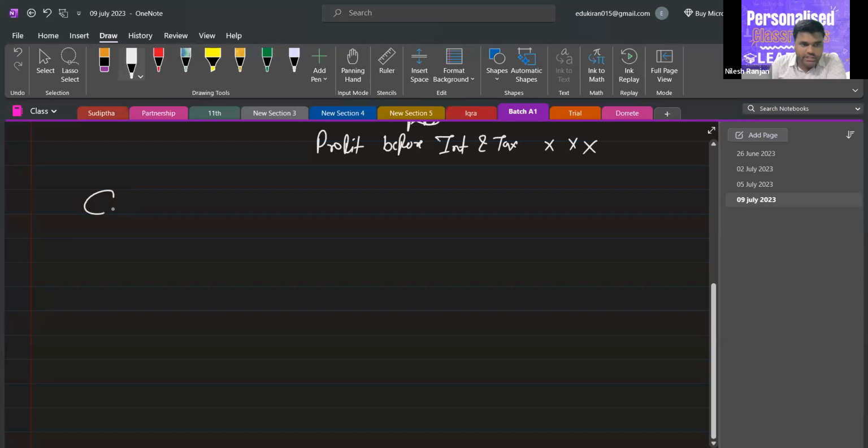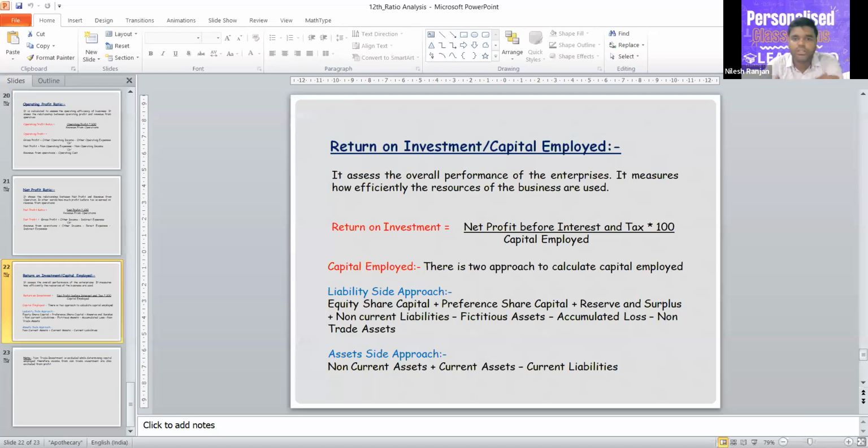How will we calculate our capital employed? Actually, capital employed is written here. You can see capital employed. There are two approaches to calculate capital employed. The first one is the liability side approach, and the second is the asset side. In the liability side approach, the share capital and long-term liabilities are given. So we will add these items and we will deduct fictitious assets, accumulated loss, or any non-trade asset.